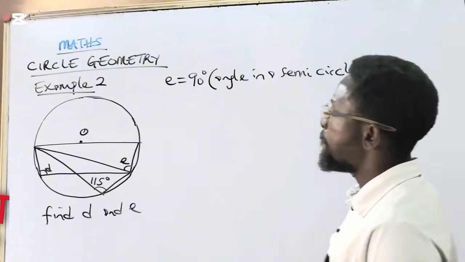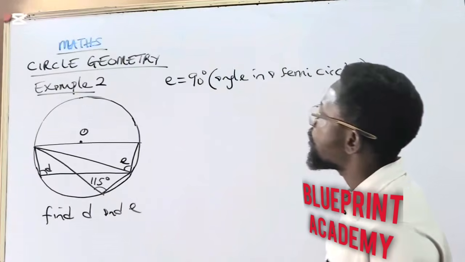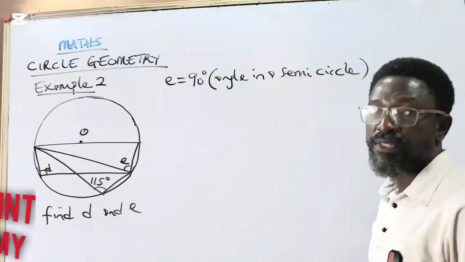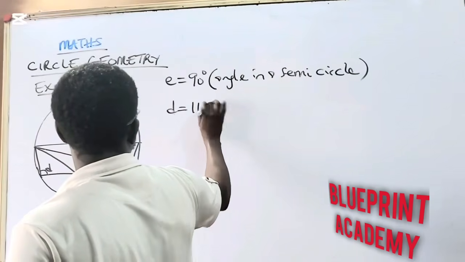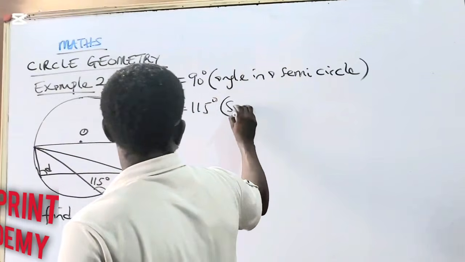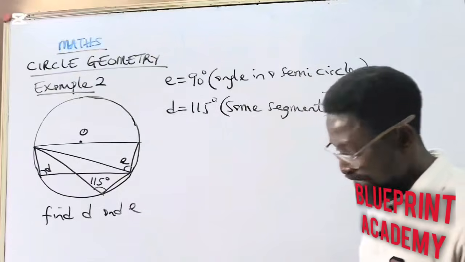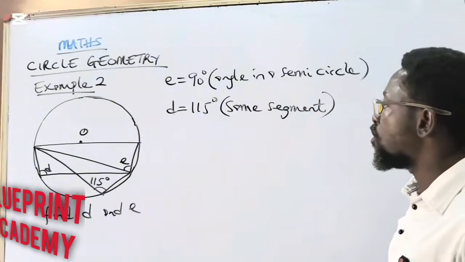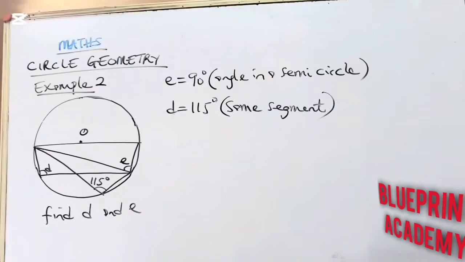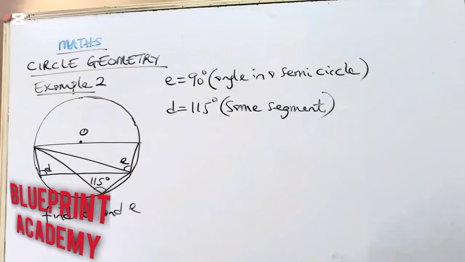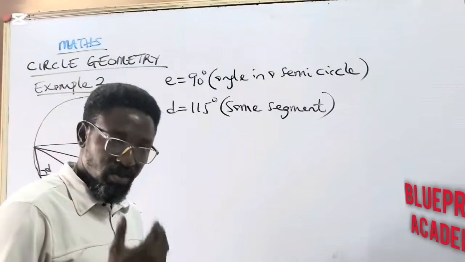Then look again. You see clearly this one and this one, they are in the same segment. So D equals 115 degrees, same segment. Angles in the same segment of a circle are equal. So angle D and this angle 115 are in the same segment, and for that simple reason, D will be 115 degrees.